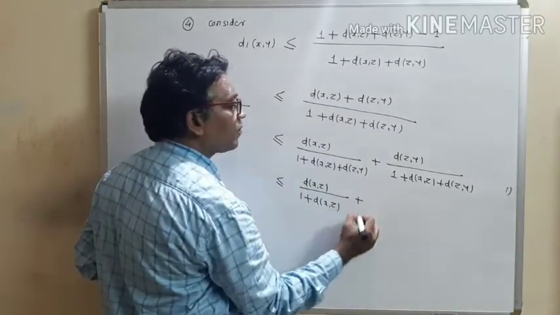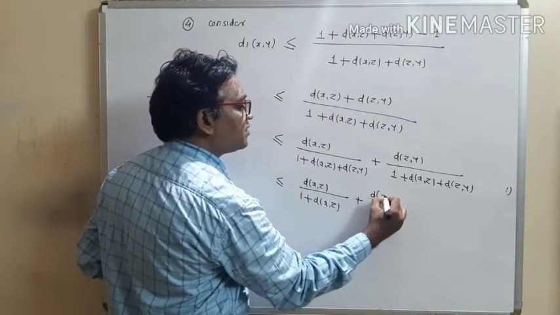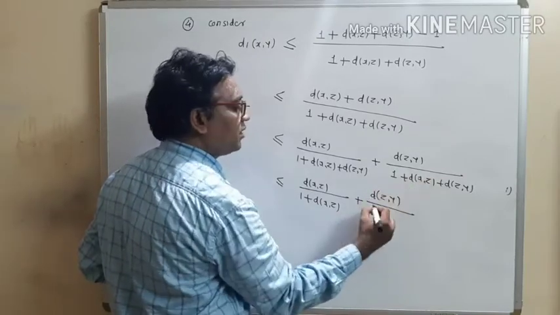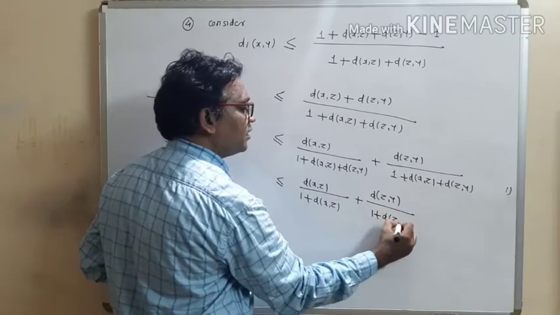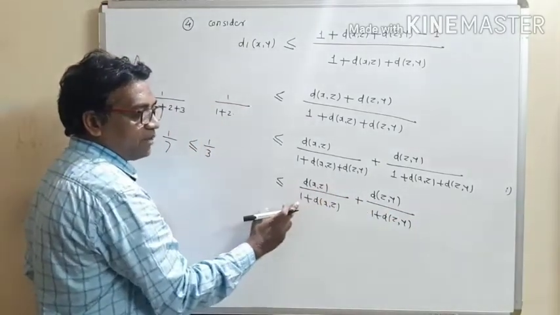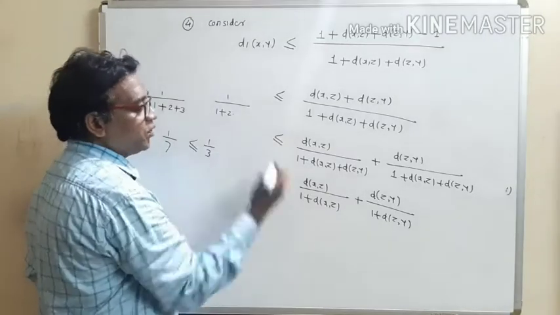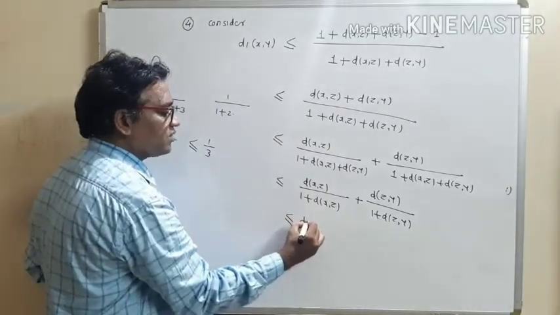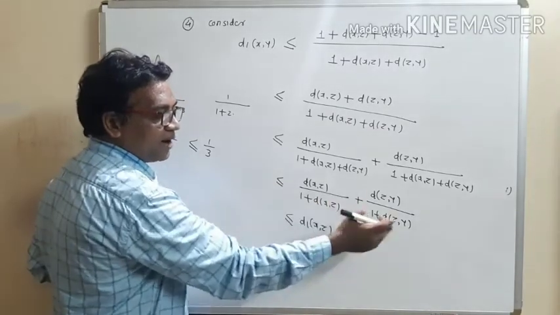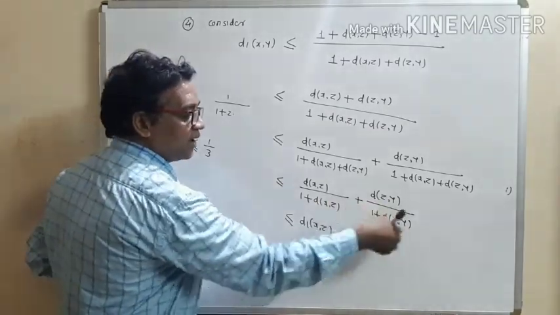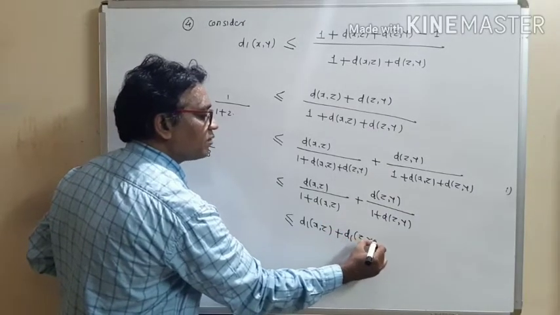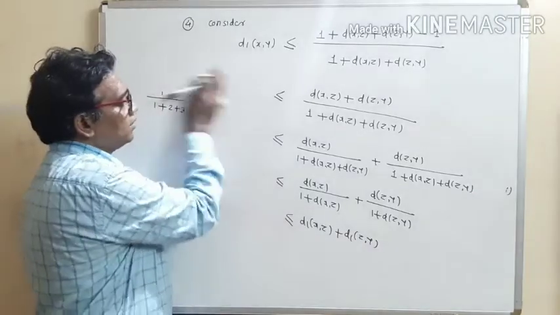So plus, we can write this term as dzy divided by, just eliminating this middle term, 1 plus dzy. So dxz divided by 1 plus dxz, according to the given definition, we can write this value as d1 of xz, and dzy divided by 1 plus dzy, we can write this term as d1 of zy. So this is our triangle inequality property.